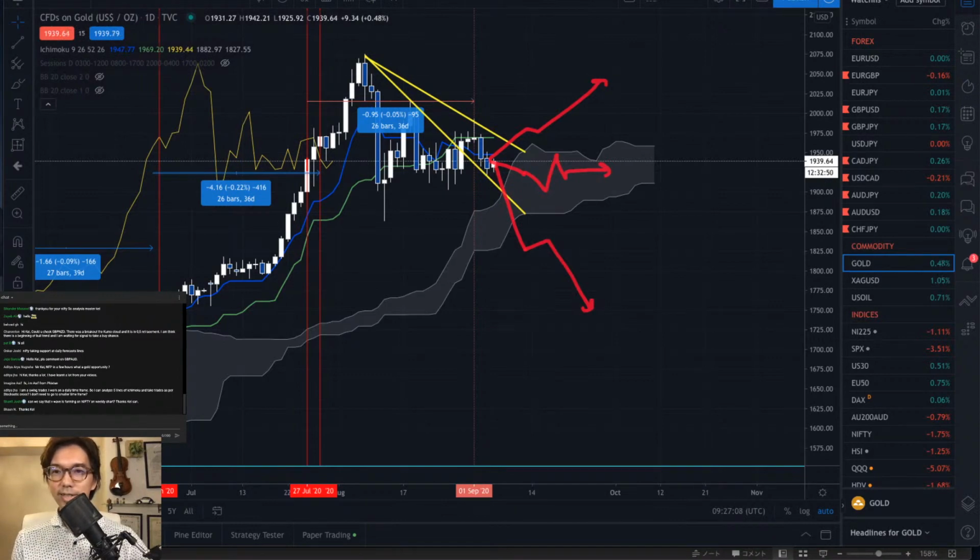It broke the Kijun Sen, Nifty 50. Yeah, it broke the Kijun Sen, but you have to wait for the candle close. Right? Make sure to wait for the candle close. Otherwise, we cannot talk about a break or not.